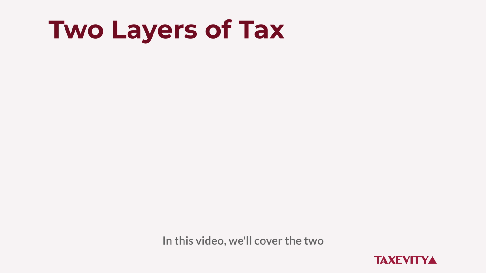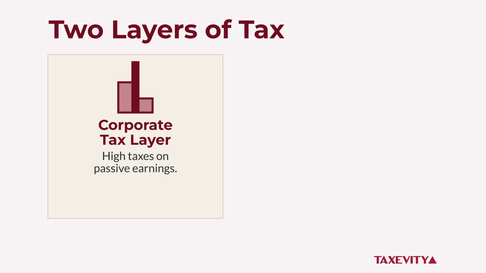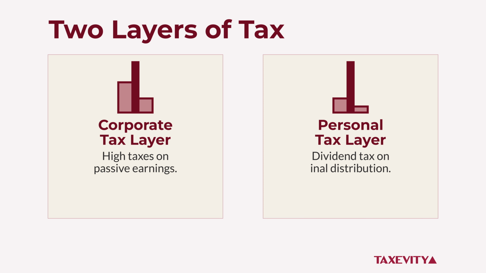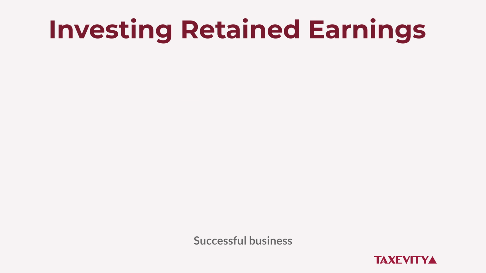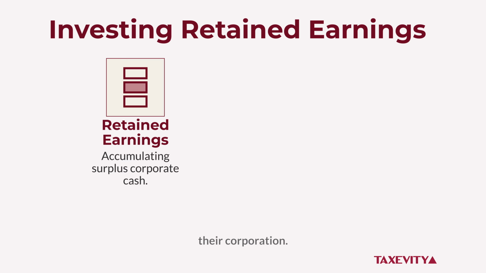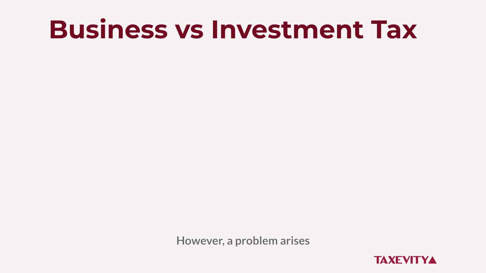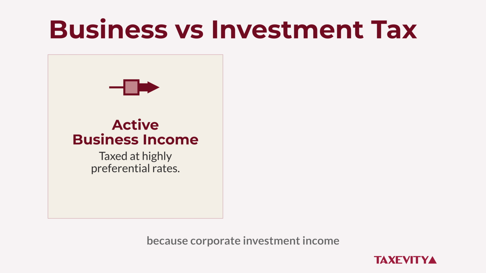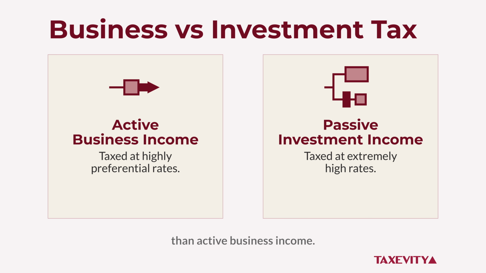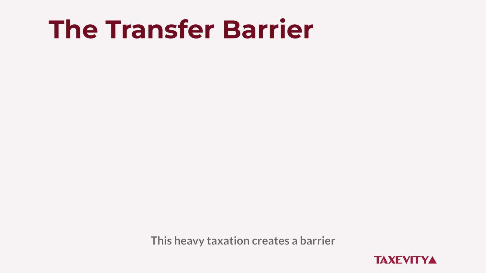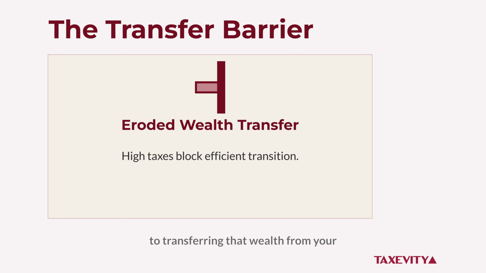In this video, we'll cover the two distinct layers of tax that apply to corporate investment income and why this creates a significant challenge for your estate plan. Successful business owners often accumulate significant retained earnings inside their corporation. The natural next step is to invest that capital. However, a problem arises because corporate investment income is taxed very differently and much more heavily than active business income. This heavy taxation creates a barrier to transferring that wealth from your company to your heirs.